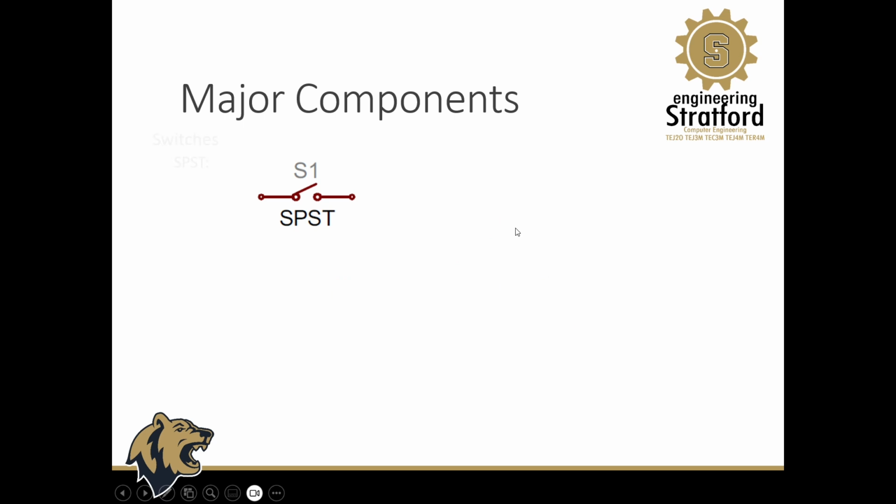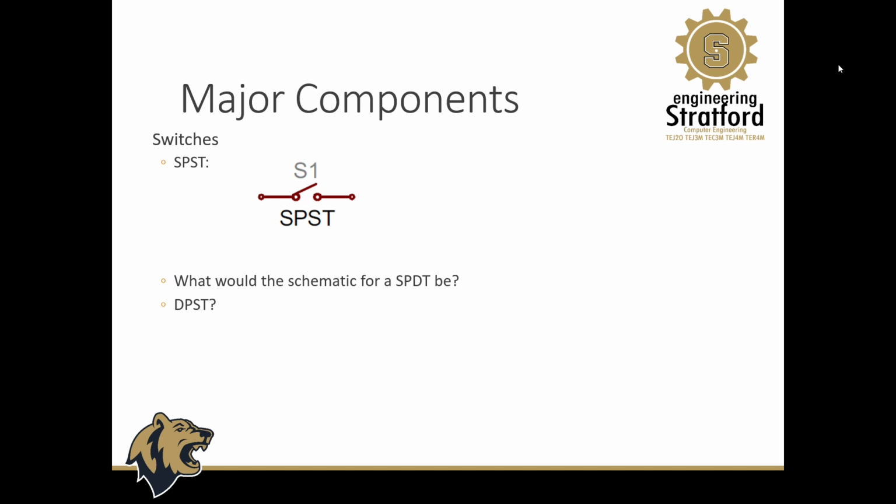If that is a schematic for a single pole, single throw, what do you think would be the schematic for a single pole, double throw? Think about that one. Single pole, double throw means that it's got one connection, but two throws. How do you think you'd represent that schematic symbol? What about a double pole, single throw? I'll give you a minute to think about that, and then I'll show you some examples.